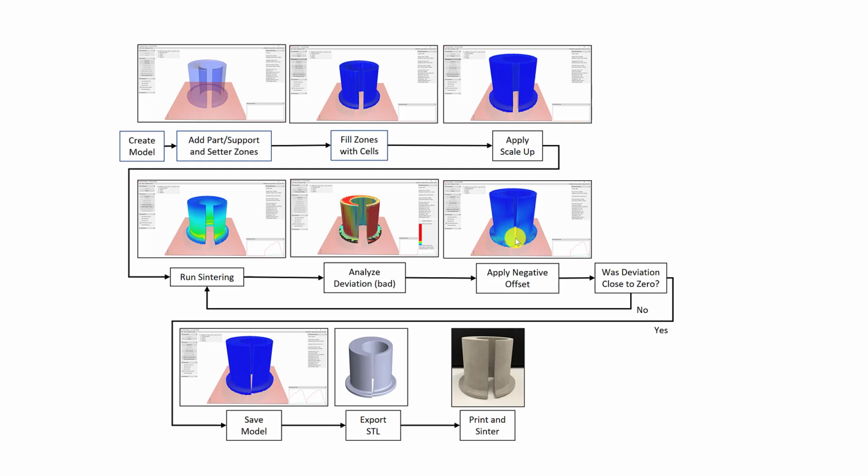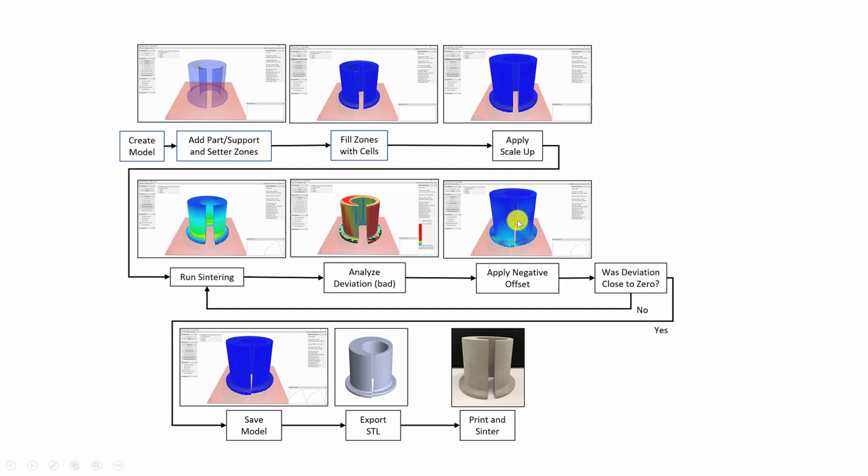After we've generated the negative offset, Live Sinter will ask whether the deviation that it saw before was close to zero or bad. In this case, going back to our center image, it was horrible. So the answer to this question is no, and it goes back to the run sintering step using the negative offset shape, and it runs the simulation again, and it generates a deviation analysis, and it applies the negative offset again.